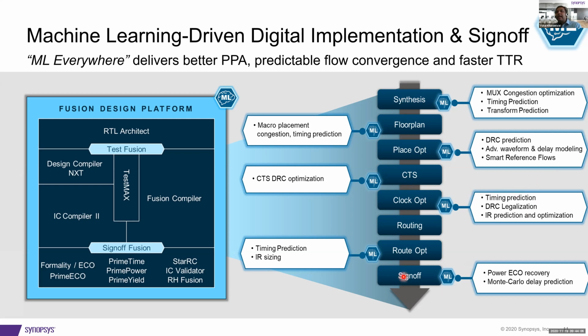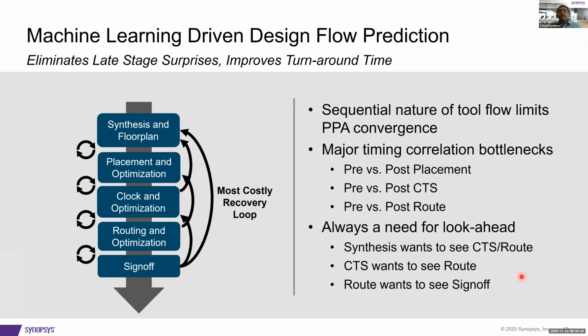And of course, in sign off, right? A typical design cycle spends a lot of actual time in ECO and sign off. And that's where anything you can do to bring ML and speed up PBA analysis or do ECO faster, there's huge value. Okay.